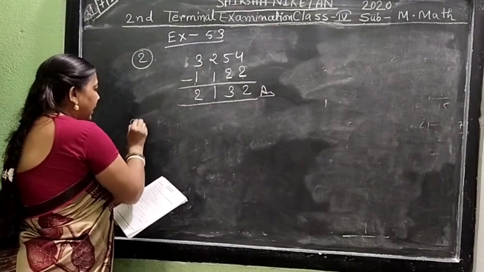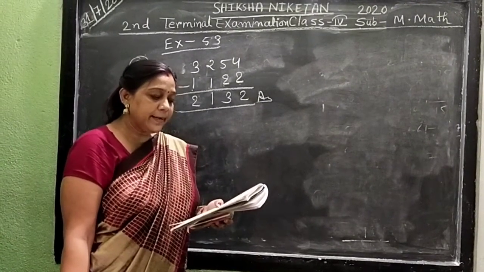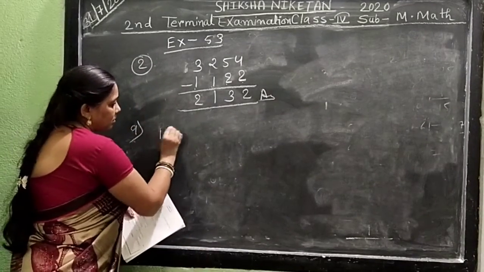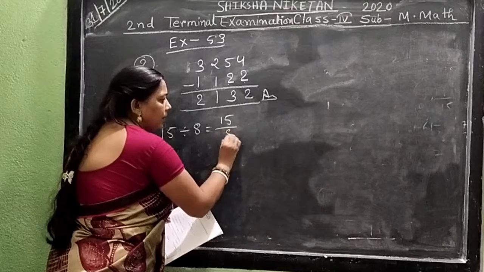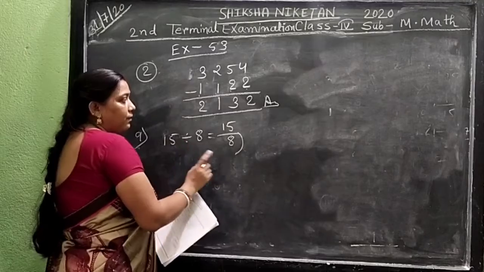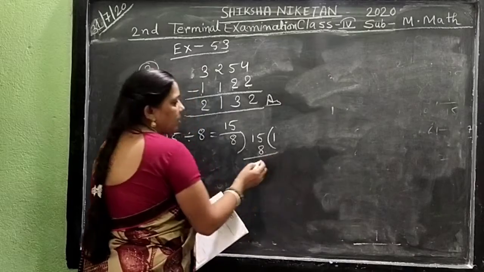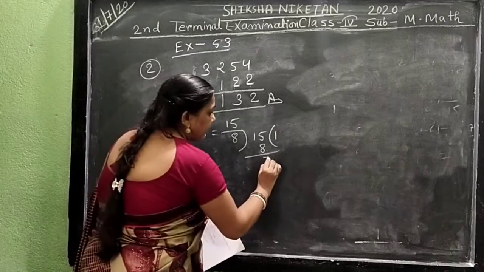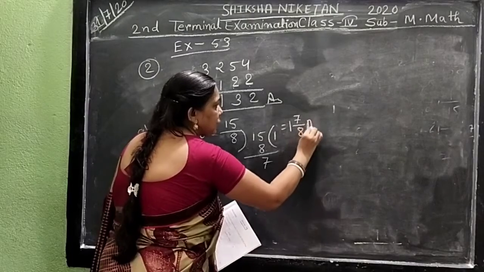I solve math number 9 of exercise 53. Express 15 divided by 8 as a fraction. We write 15 by 8. Okay, then we divide. Everyone see the graph. 8 1s are 8. We subtract 8 from 15. 7. Answer is 1 and 7 by 8.